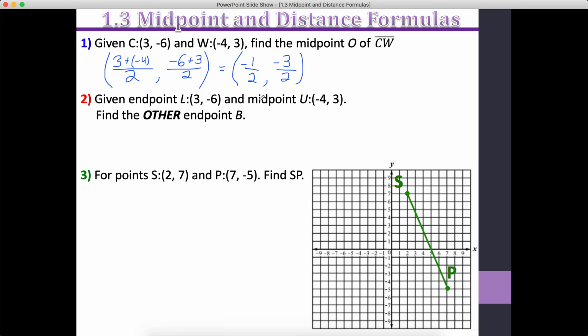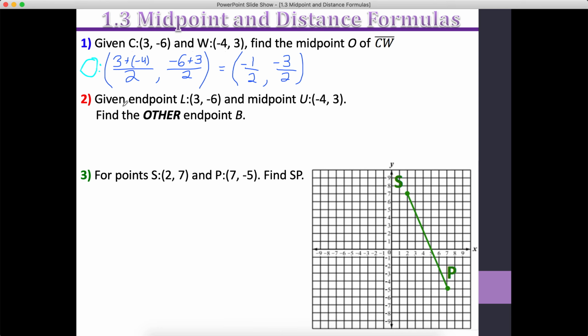So the next page is meant to be some practice. Here, I'll give you this one for free, I guess. If I have endpoint C and endpoint W, I'm asking you to find the midpoint O of CW. Get it? When you put them together, it spells cow. So for O, this one's pretty straightforward. You just let this 3 be x1. You let the -4 be x2. You plug things in, you do the same thing with the y's, and then you simplify. You get -1/2, you get -1/2.